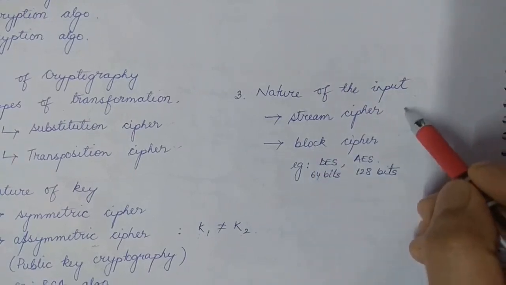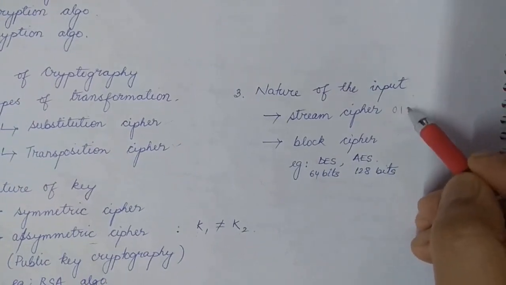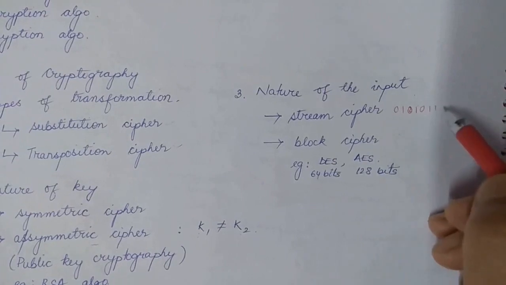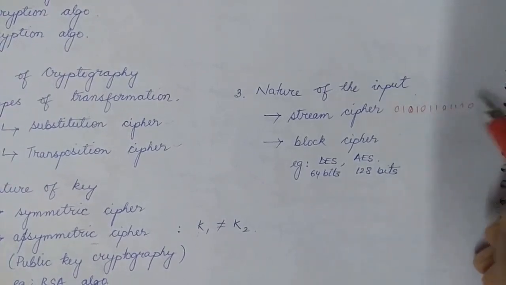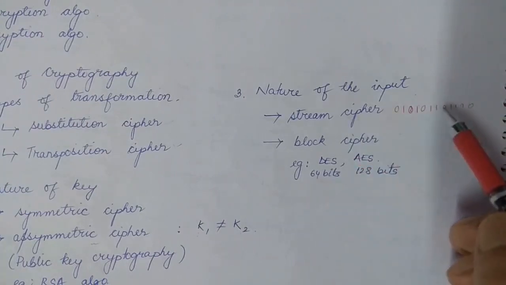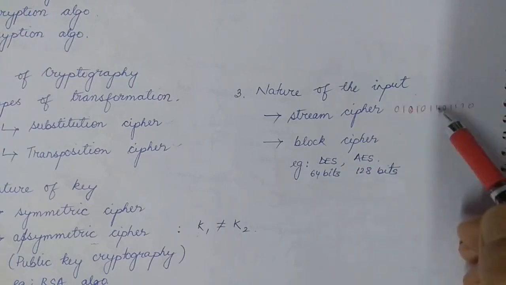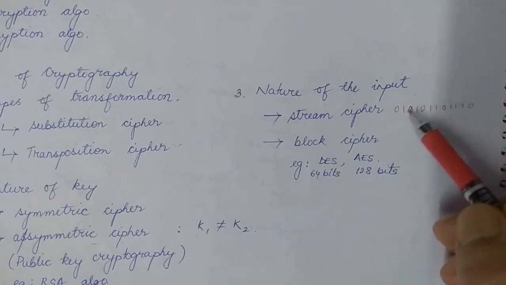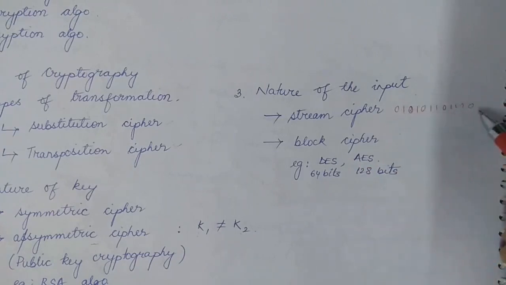For example, the stream cipher input looks like 0, 1, 0, 1, 0, 1, 1, 0, 1, 1, 1, and so on. If you are continuously providing such kind of input, continuous binary numbers, since everything will be converted into binary numbers here, then we call it a stream cipher here.